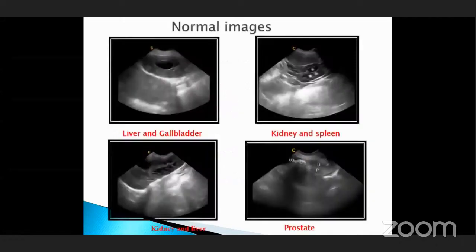Now, normal images: you can say the first image is of liver along with gallbladder. You can see the coarse granular echogenicity of liver and anechoic gallbladder. The second image is of spleen and kidney. Spleen is hyperechoic to cortex of kidney. In the third image, the right kidney and liver can be seen. And in the next image, the prostate gland at the neck of bladder can be seen. You can see the prostate gland has hyperechoic echogenicity.